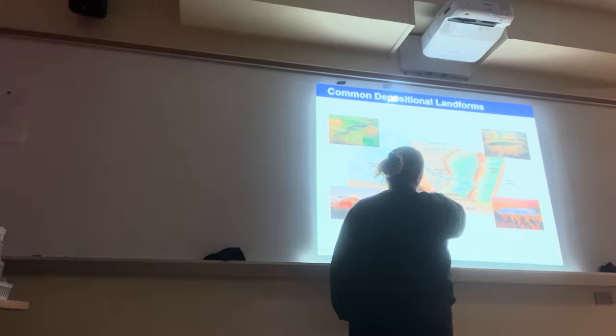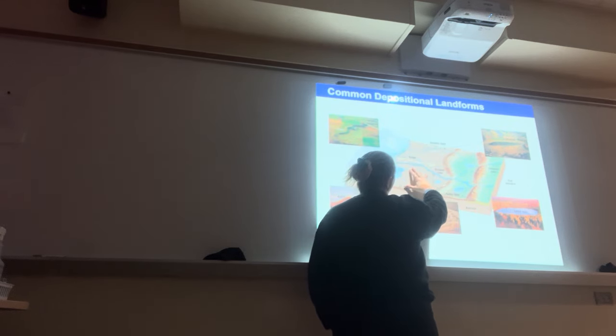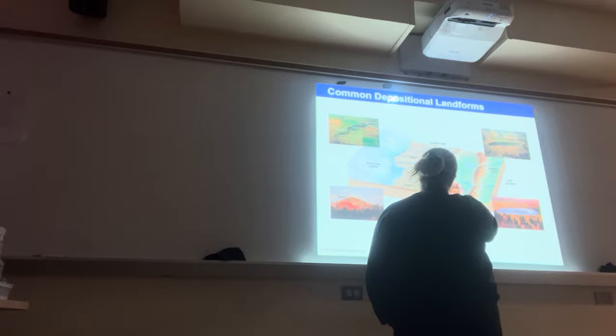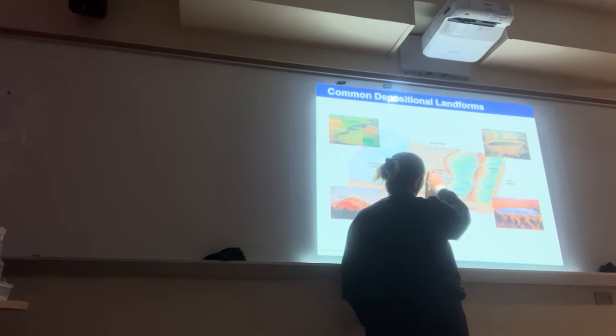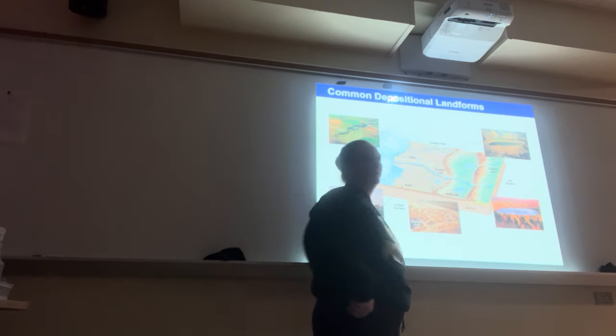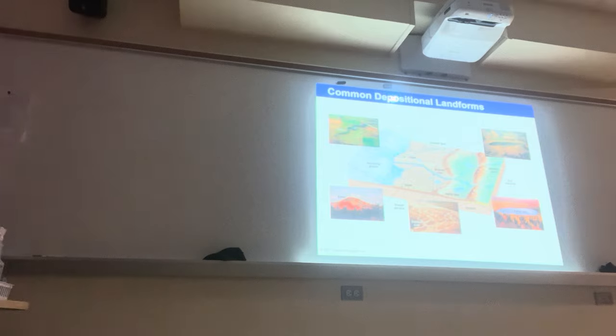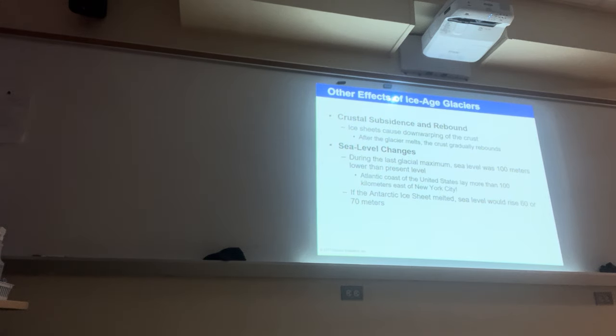Eskers, drumlins. Here we have a braided river, so meltwater from the glacier is going to move forward. It's going to cut through some of the sediment that was deposited, and it's going to carry with it stratified drift, which will be dropped off in accordance with its size and weight. Okay, so that kind of sums up the main erosional and depositional features we're going to look at for glaciers.